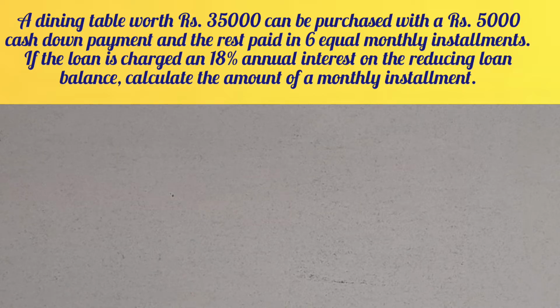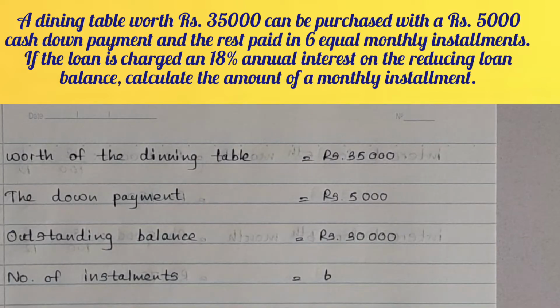First question, a dining table worth 35,000 rupees can be purchased with a 5,000 cash down payment and the rest paid in 6 equal monthly installments. If the loan is charged at 18% annual interest on the reducing loan balance, calculate the amount of a monthly installment.